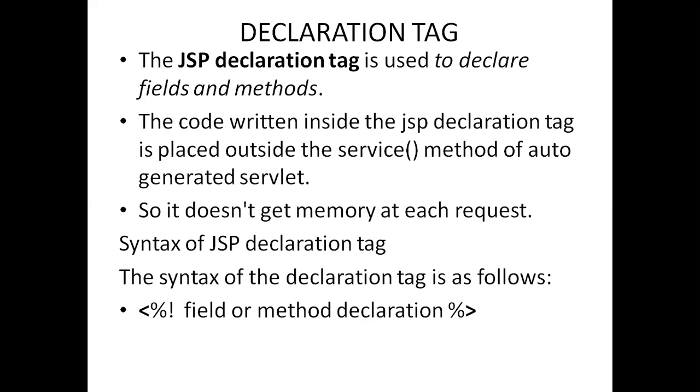Declaration tags are used to create variables and methods in a JSP. The variables and methods will become global to the JSP. That is, in a JSP, we can use those variables and methods anywhere. At the time of translation, the container inserts declaration tags into the class so that the variables become instance variables and methods are instance methods. And the declaration tag is executed only once for multiple requests.